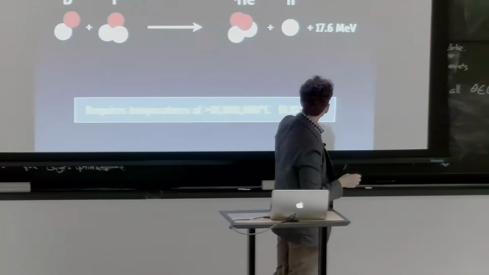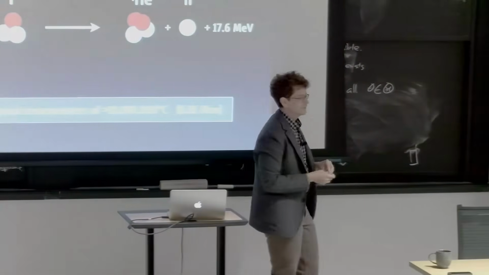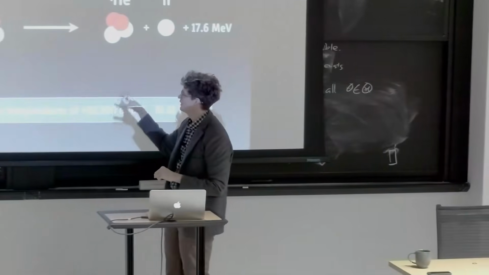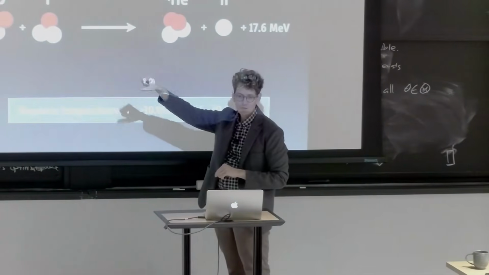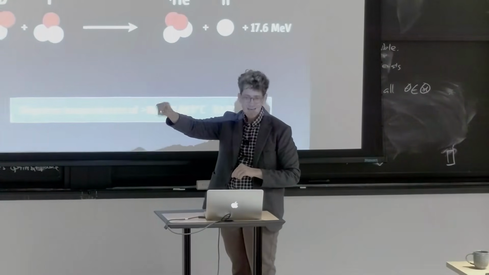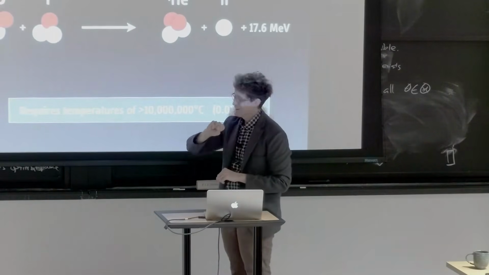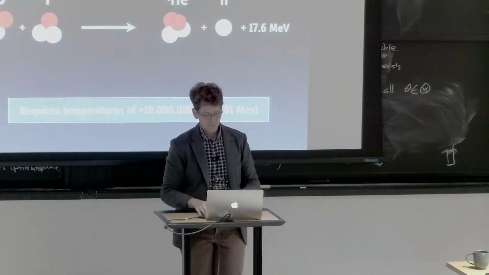And that requires temperatures of 10 million degrees. And that is why fusion is hard. We have to stably confine these molecules, get them close together, and heat them up to 10 million degrees. This is really annoying, and that is not easy to do.